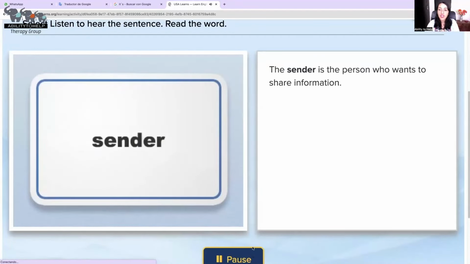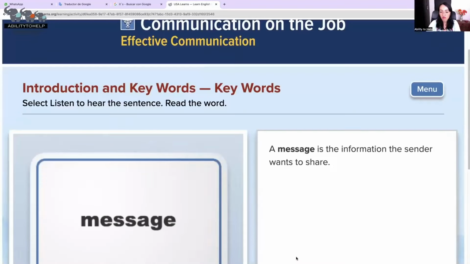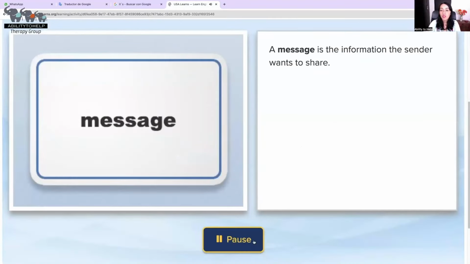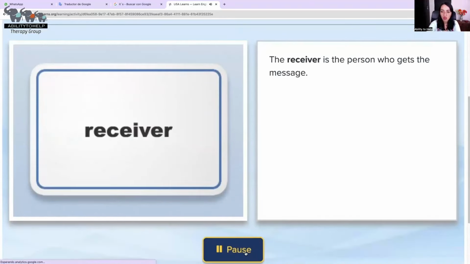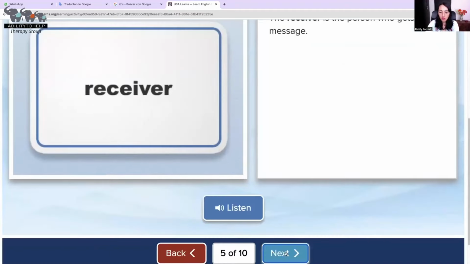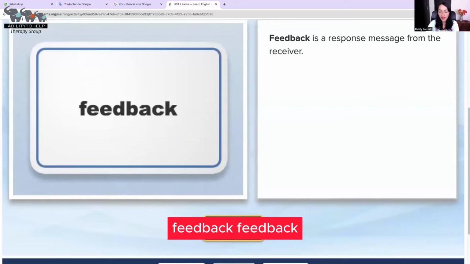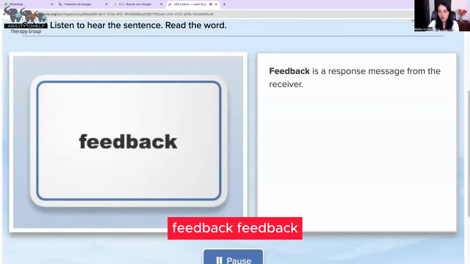The sender is the person who wants to share information. Sender is that person who wants to say something. A message is the information the sender wants to share. The receiver is the person who gets the message. Feedback. Feedback is a response message from the receiver. Feedback is a response.